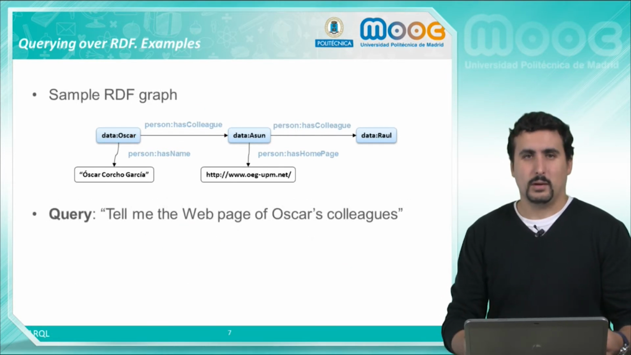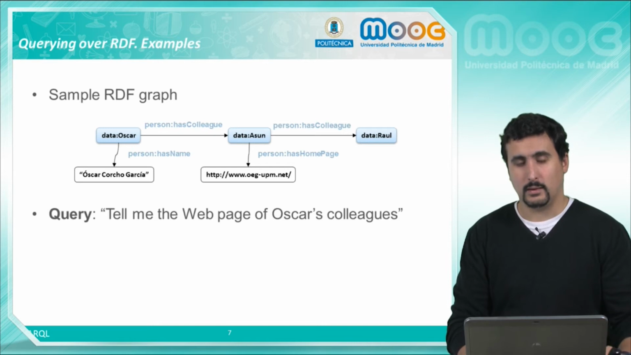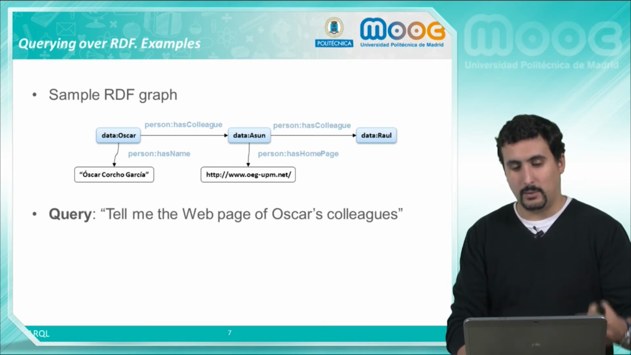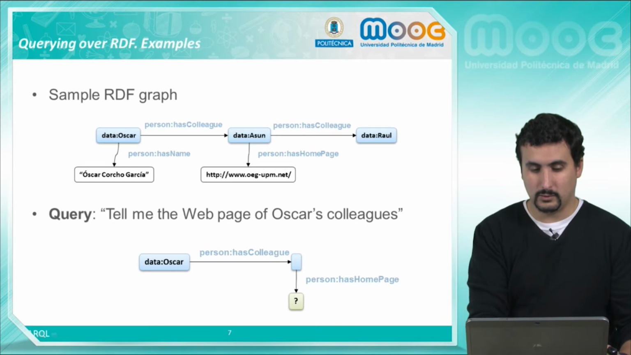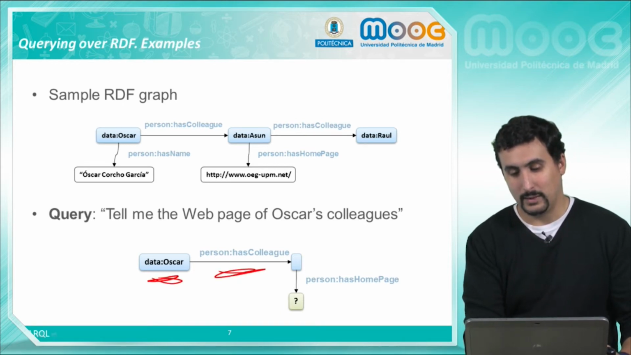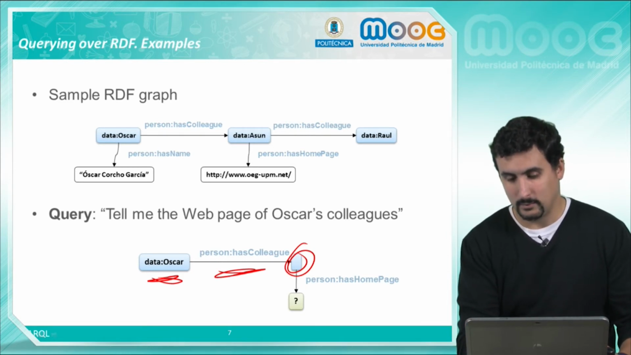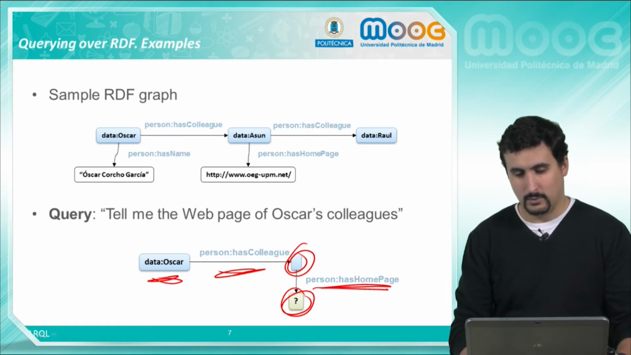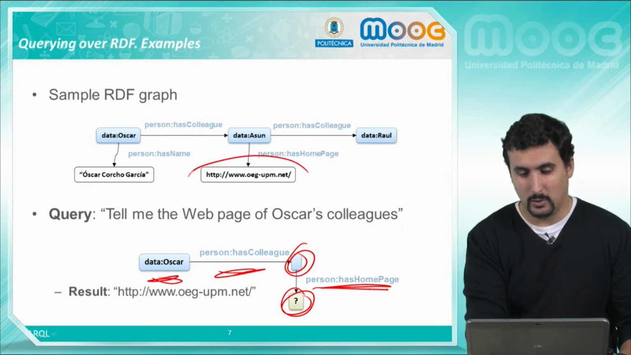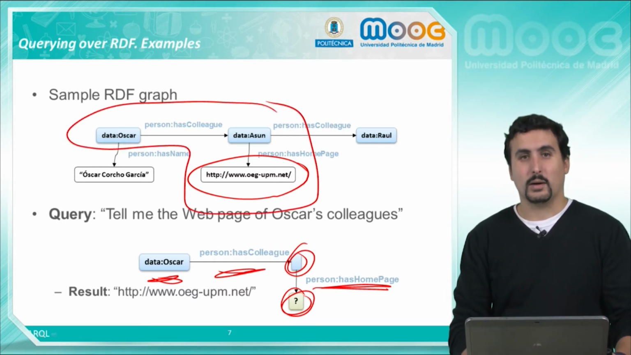We can do more complex queries. In the previous example, we were using just one triple as the pattern. Here, if we want to ask about the web page of Oscar's colleagues, what we are asking is triples that have Oscar as the subject again, the has-colleague property related to any object. I don't care about the object in this case, but what I want is for this object to have the property has-homepage with a certain value. That's what we are asking for. If we try to match this pattern against our graph, we will obtain oegupn.net because that's the only pattern that meets what we were asking for.